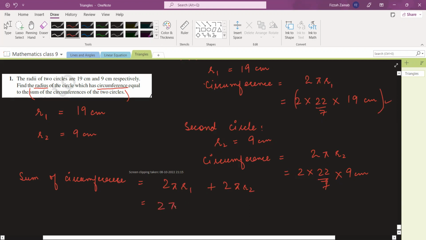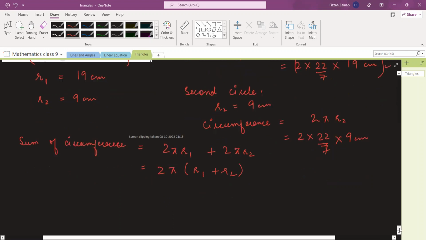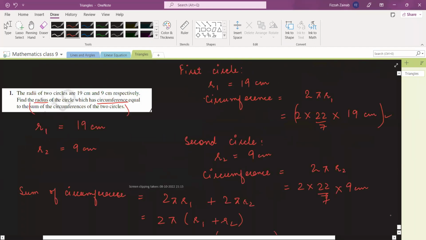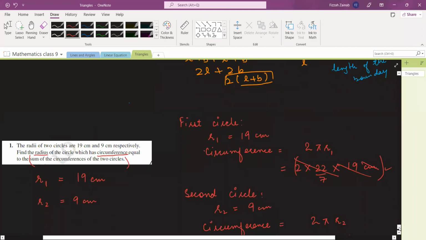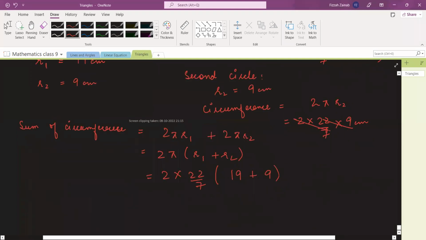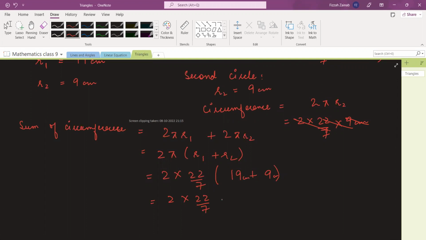So you can take 2 pi common and then it will be r1 plus r2. Is that okay? And now you can directly put the value here also. So 2 into 22 by 7 into r1 is 19 and r2 is 9. So this will make your calculation simpler. So don't put the value here, right? Put it directly there. Otherwise 2 times you have to do calculation. Okay. Now this is 2 into 22 by 7. Okay, this is centimeter, this is centimeter. These are just numbers.